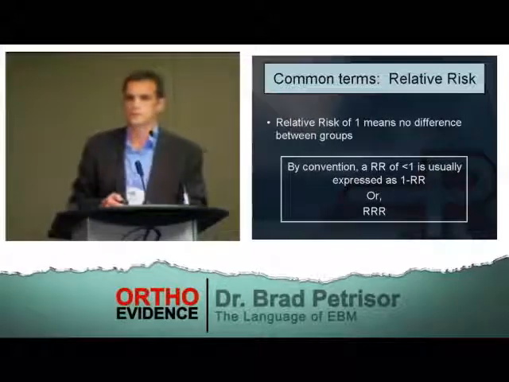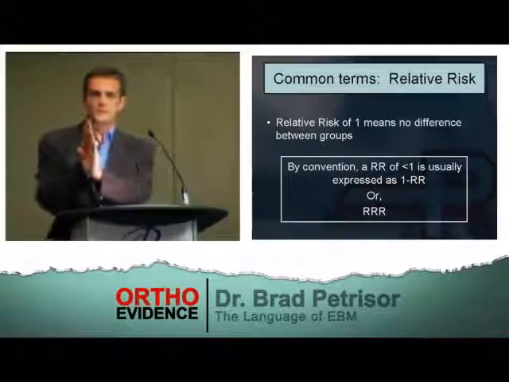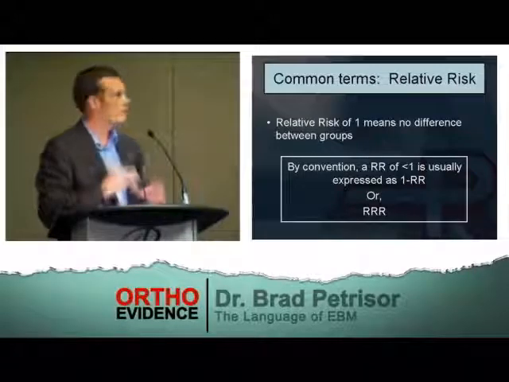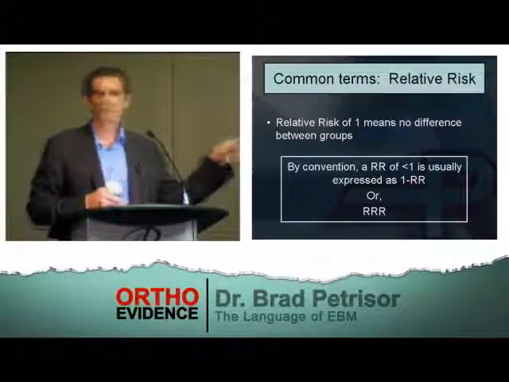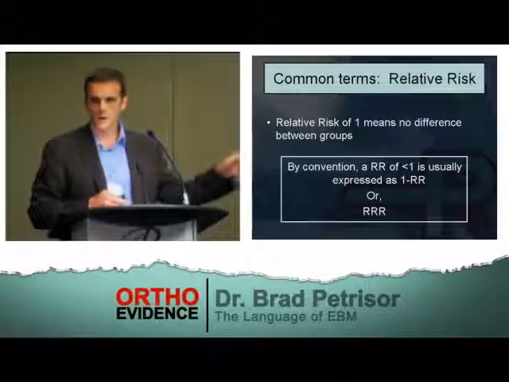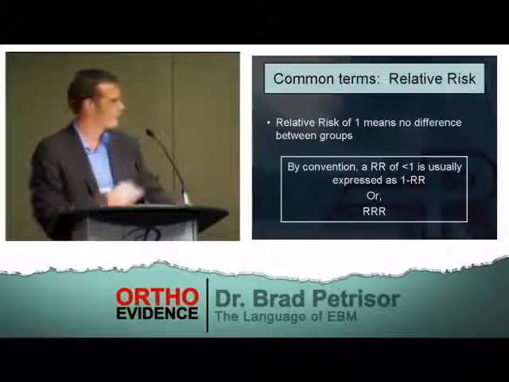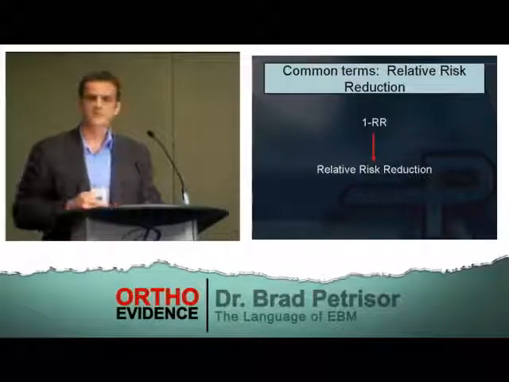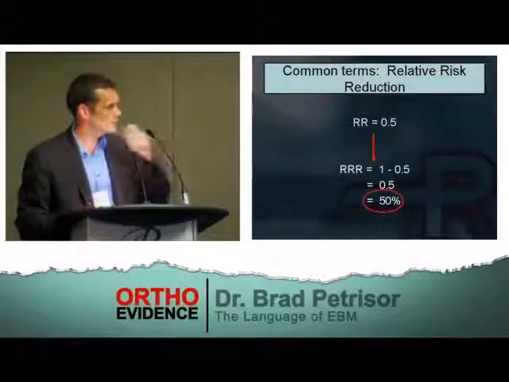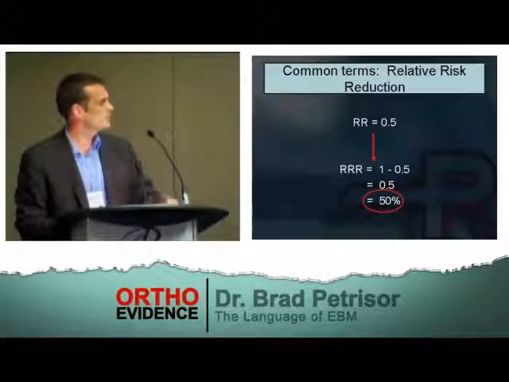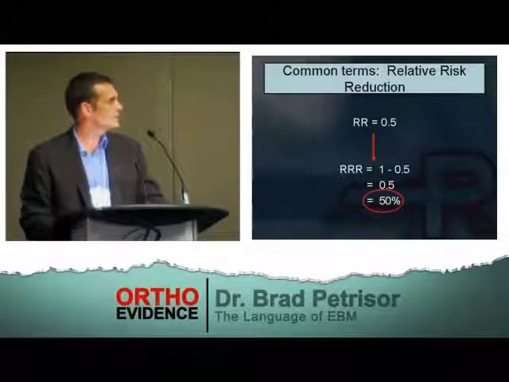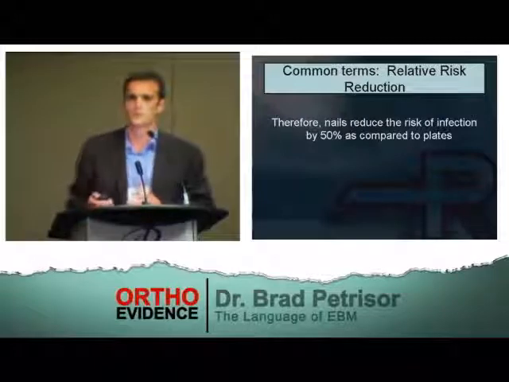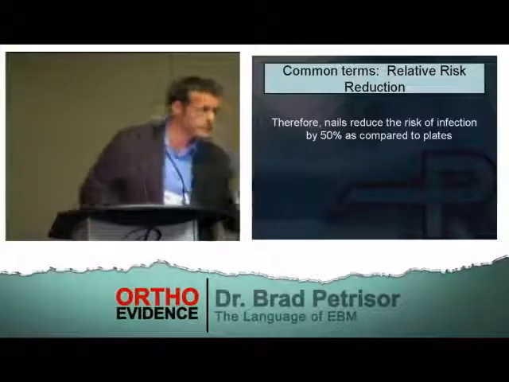If the relative risk is equal to 1, that means that there's no difference between groups. And by convention, if the relative risk is less than 1, so 0.5, 0.6, it's often expressed as the relative risk reduction, or 1 minus the relative risk. So if we have a relative risk of 0.5, the relative risk reduction is going to be 1 minus 0.5, or 50%. And if you say that in words, nails reduce the risk of infection by 50% when compared to plates.